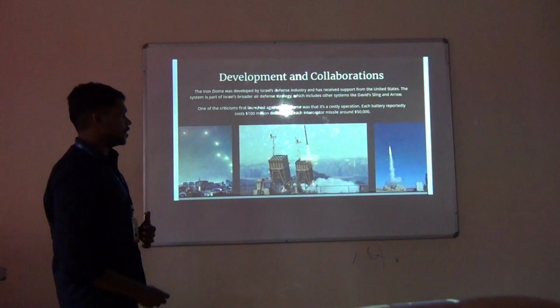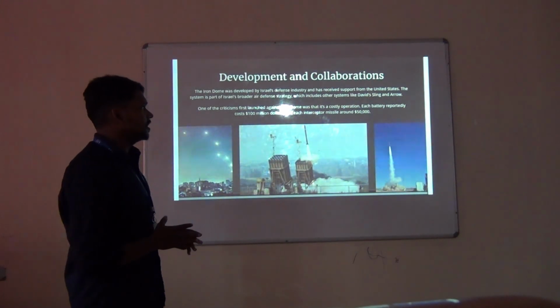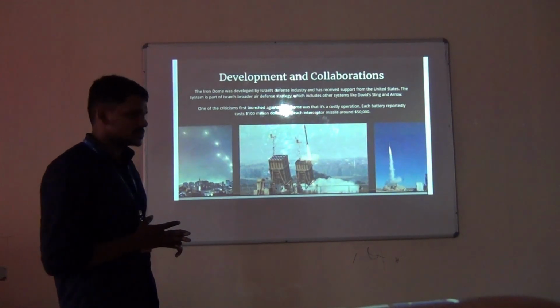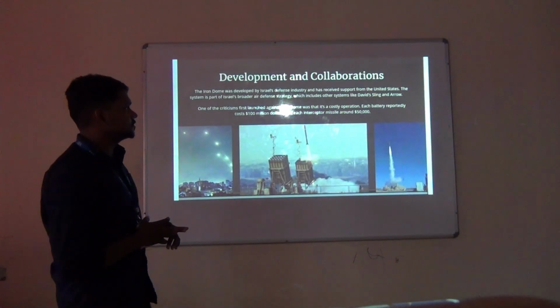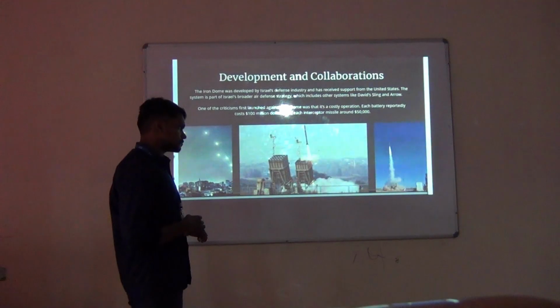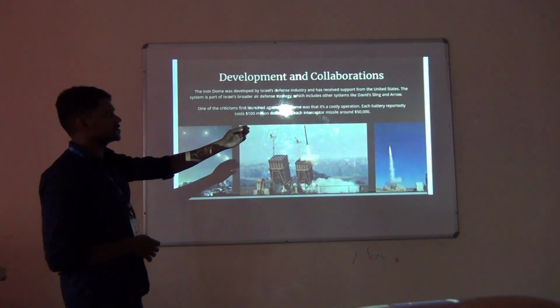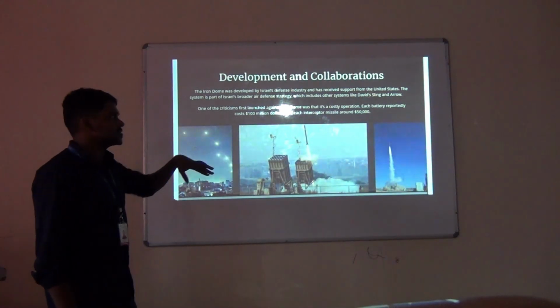So on development and collaboration, as I said before, Iron Dome was developed by Israel's defense system and received support from the United States. The system is a part of Israel's layered air defense strategy, which includes other systems like David's Sling and Arrow. They also use these other systems, which can attack short-range missiles.